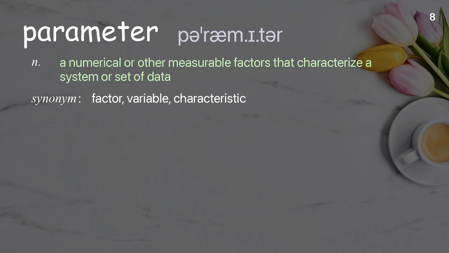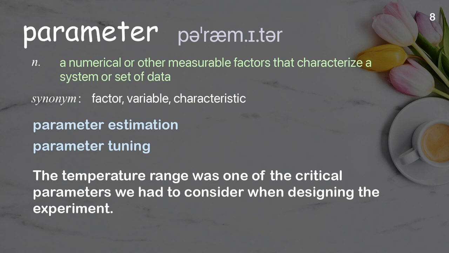Parameter. A numerical or other measurable factor that characterizes a system or set of data. Examples. Parameter estimation. Parameter tuning. The temperature range was one of the critical parameters we had to consider when designing the experiment.